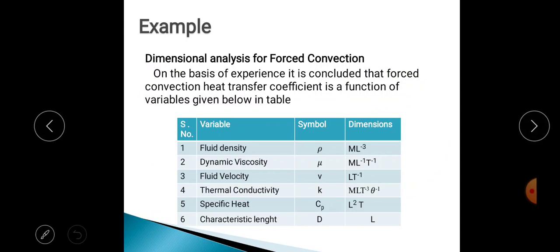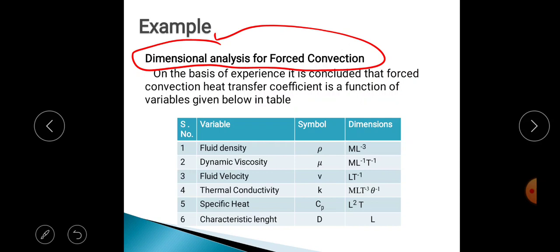So here I have taken an example problem to explain the concepts of Buckingham pi theorem, Buckingham pi method. Here I have taken dimensional analysis for forced convection. On the basis of experiment, it is concluded that the forced convection heat transfer coefficient is a function of the variables given below in the table.